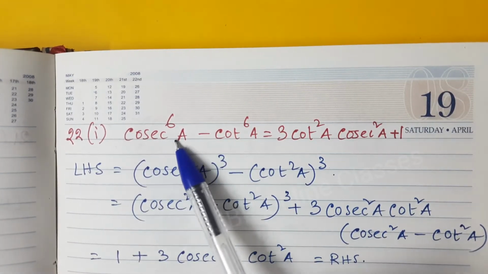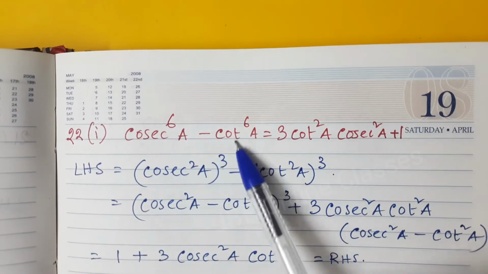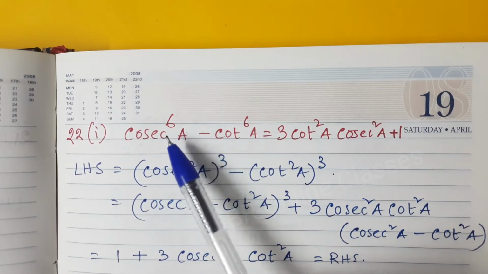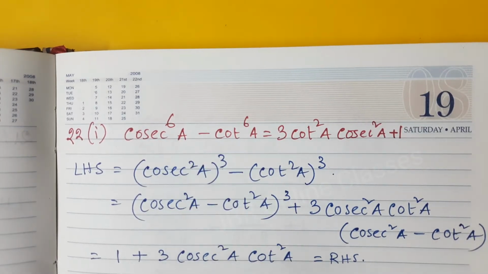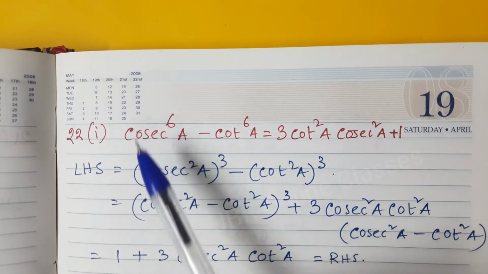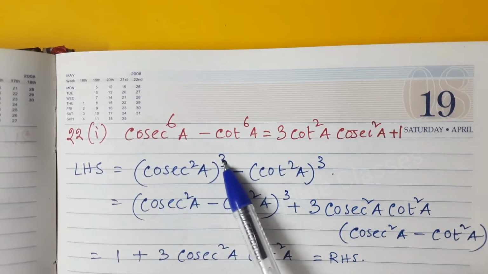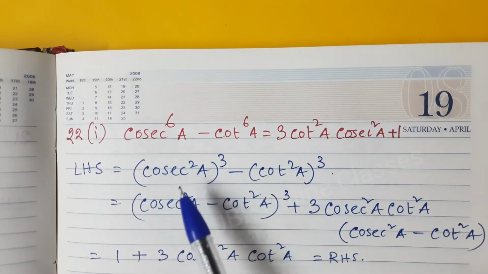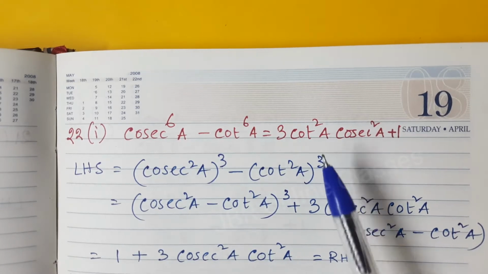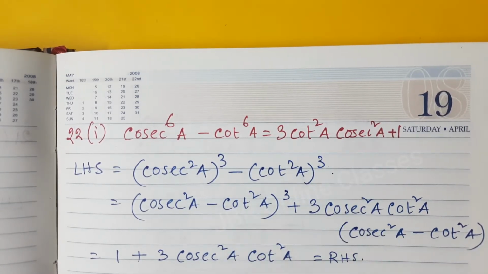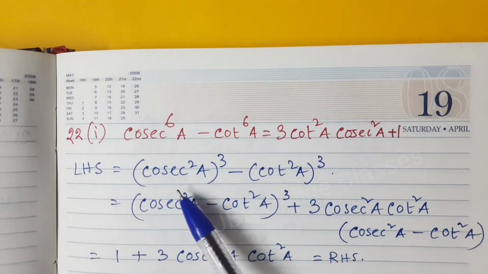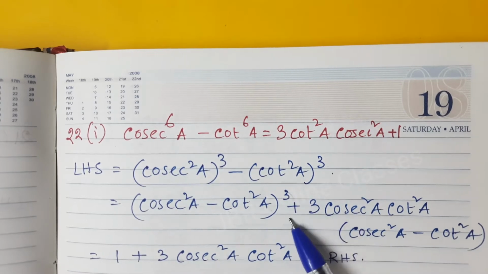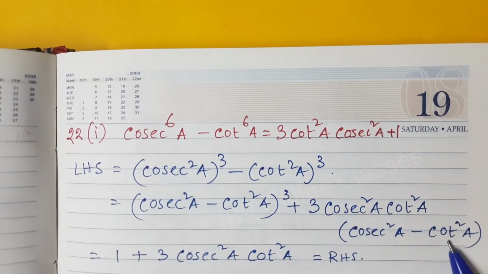Here also you see this is cosec to the power 6a minus cot to the power 6a in the left hand side. Whenever this kind of scenario occurs, you just write them in terms of square. So cosec square whole cube minus cot square whole cube. Here we will apply the a cube minus b cube formula, which is a minus b whole cube plus 3ab into a minus b.